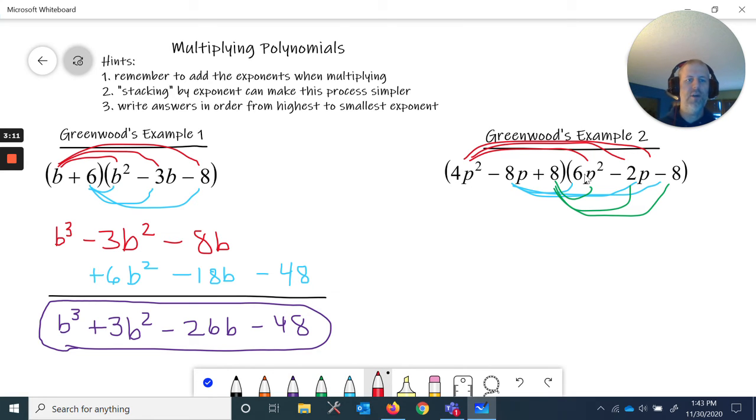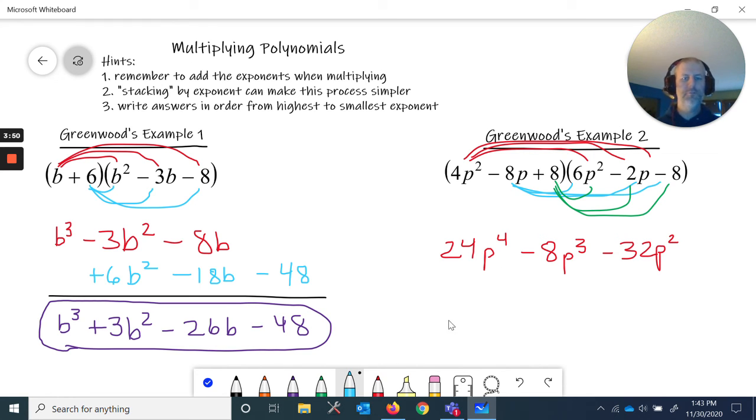So 4p squared times 6p squared. Multiply the coefficients, 4 times 6, that's 24. P squared times p squared. Remember, if I multiply, I'm going to add the exponents. So 2 plus 2 is 4. 24p to the fourth power. 4p squared times negative 2p. Well, 4 times negative 2 is negative 8. P squared times p, that's 2 plus 1 for my exponent, which is 3. So negative 8p to the third. 4p squared times negative 8. 4 times negative 8 is negative 32p squared. So the red one's done.